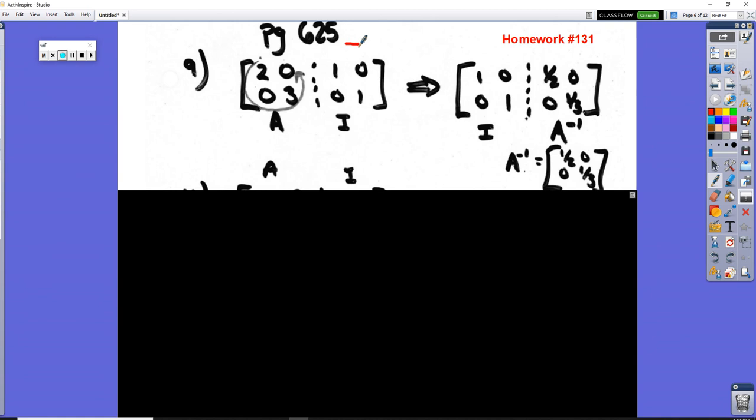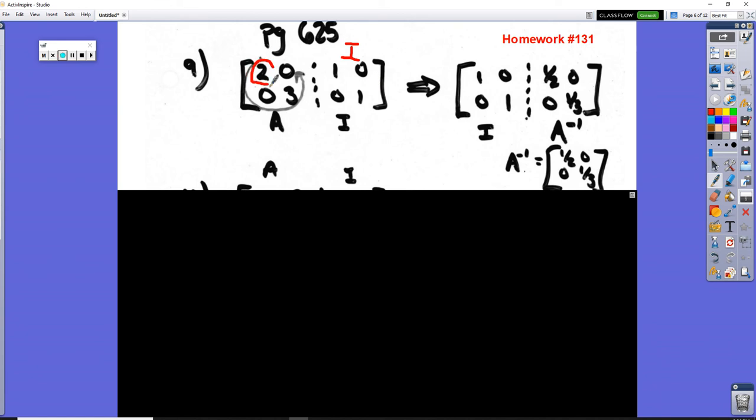If it does, then you're going to attach an identity matrix of equal size. So this has 2 rows, 2 columns. I need an identity matrix with 2 rows and 2 columns, separated by a dotted line. We then want to use the Gauss-Jordan process to turn this matrix on the left into an identity matrix. And whatever math you're doing, you've got to carry it all the way across the dotted line, because this side of it will turn into the inverse.